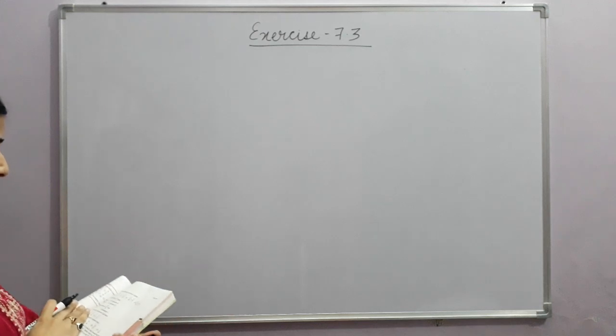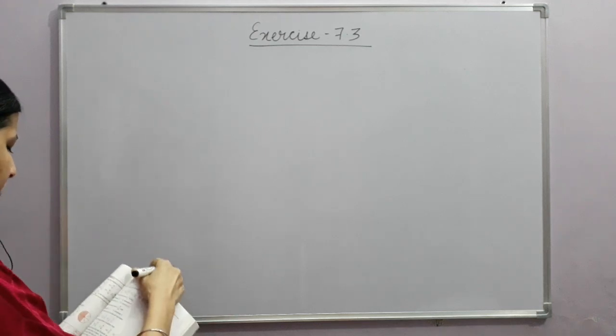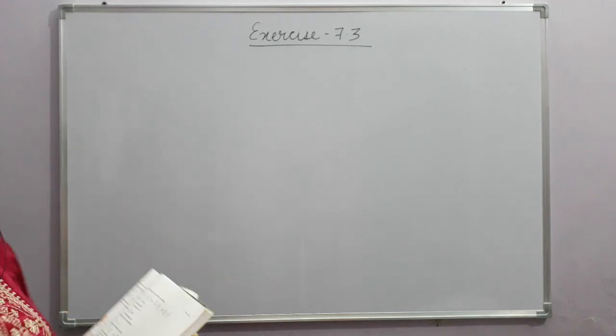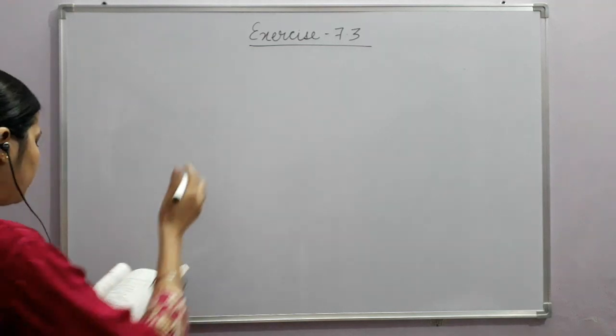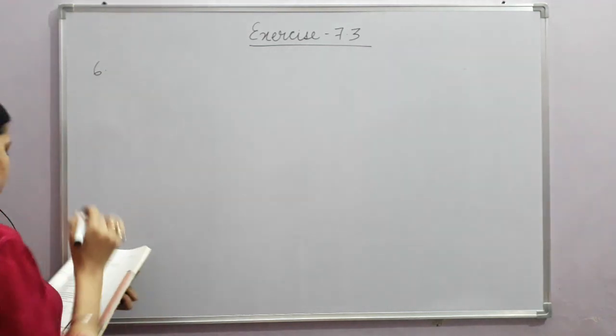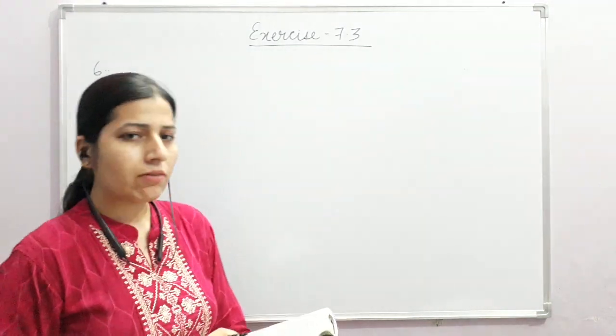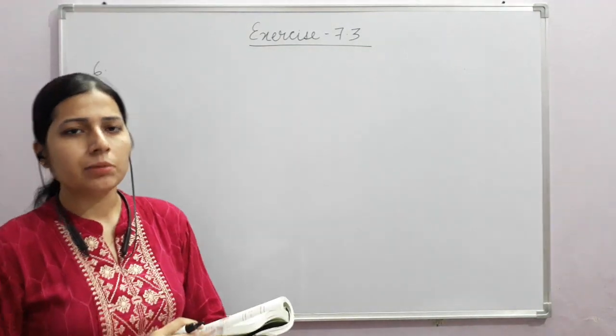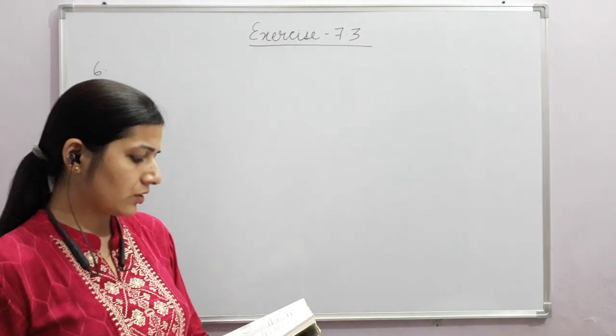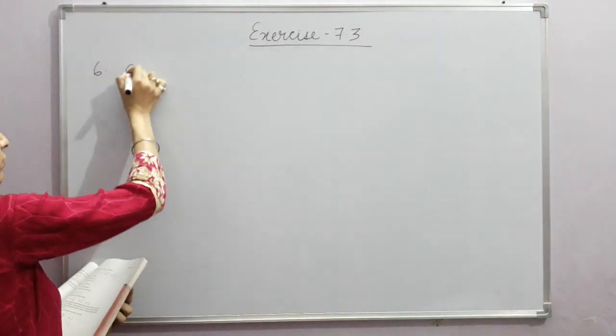Let us start with question number 6 in this video of exercise 7.2. We have already done the third and the fourth question. We begin with the sixth question. The question is, check whether the given fractions are equivalent. I have already explained what equivalent fractions are while explaining the important terms. So let us begin with the question based on equivalent fractions.